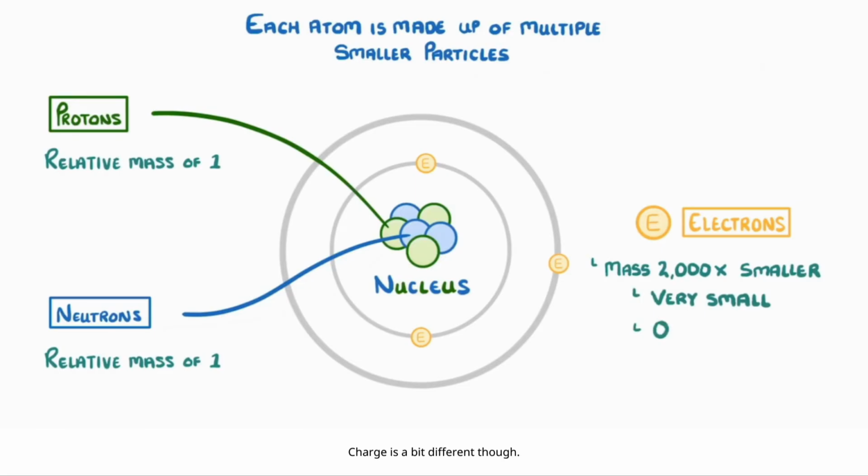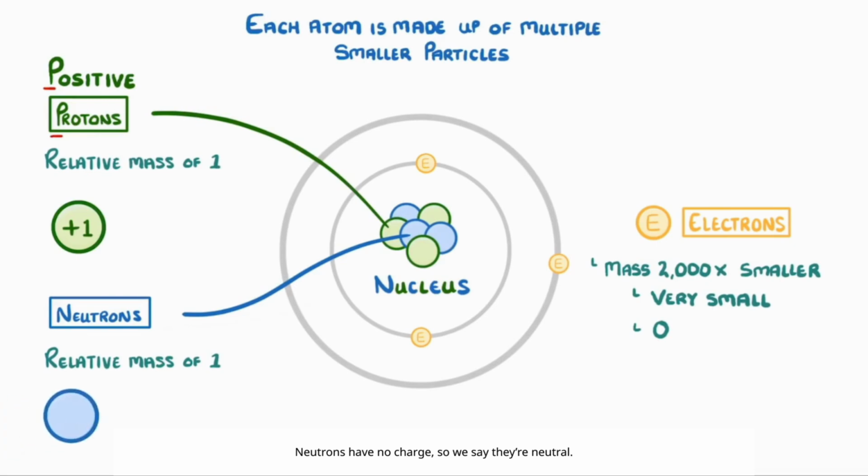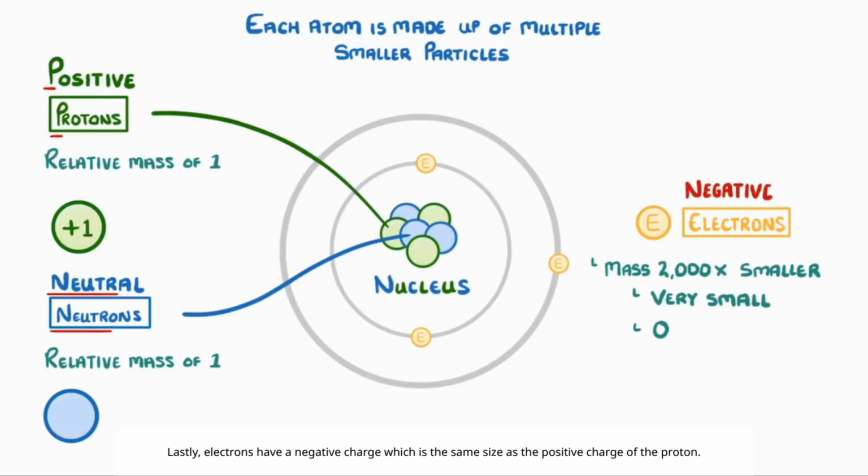Charge is a bit different though. Protons are positive and have a 1 plus charge, and you can remember this as both proton and positive begin with a P. Neutrons have no charge, so we say they're neutral, and this is even easier to remember because the words neutron and neutral both start exactly the same way. Lastly, electrons have a negative charge, which is the same size as the positive charge of the proton, so -1.